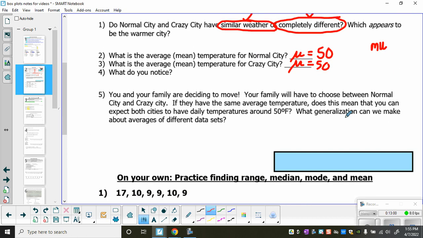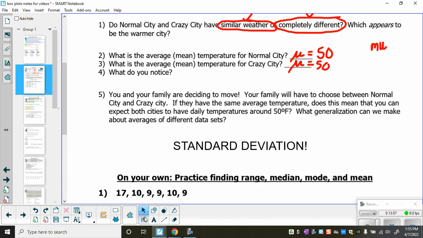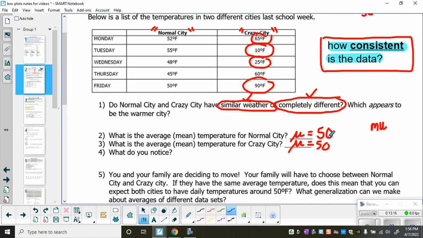Now, some of you might have heard of this word and others might not have, but some of you might have heard of standard deviation. And what standard deviation is just trying to calculate and figure out, and this is the symbol for it, is how far away the data points are from this average.